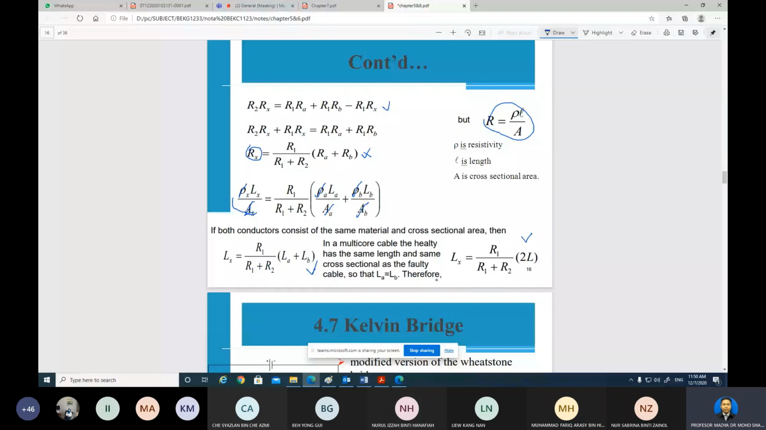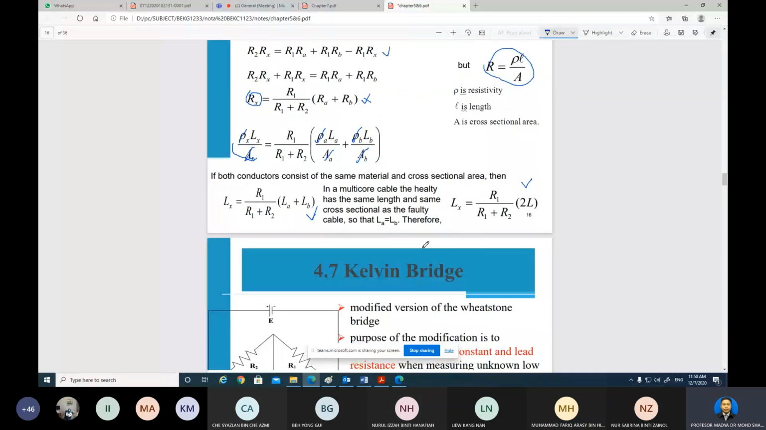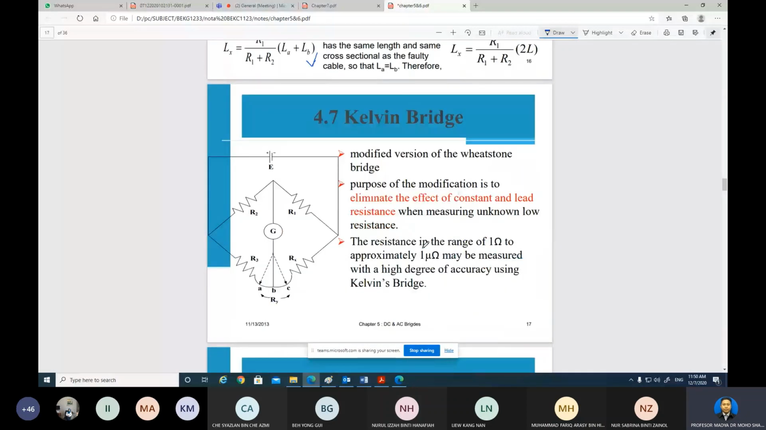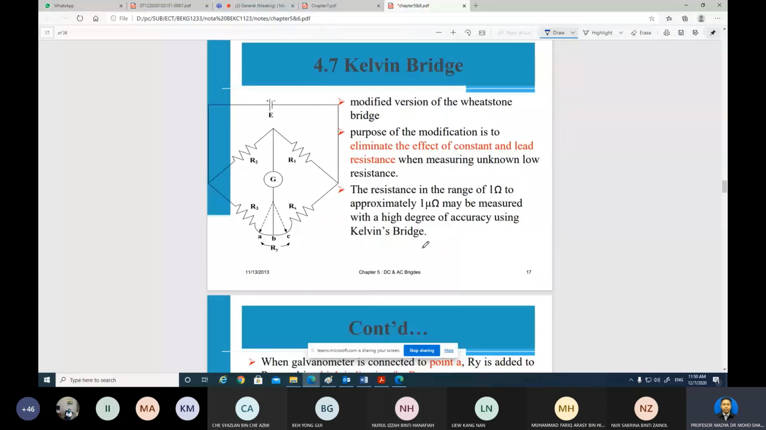Next, we go for the Kelvin bridge. Another one for DC. For the DC bridge, we have the Kelvin bridge. Actually, it's similar to the Wheatstone bridge, but we have a modified version on this part.